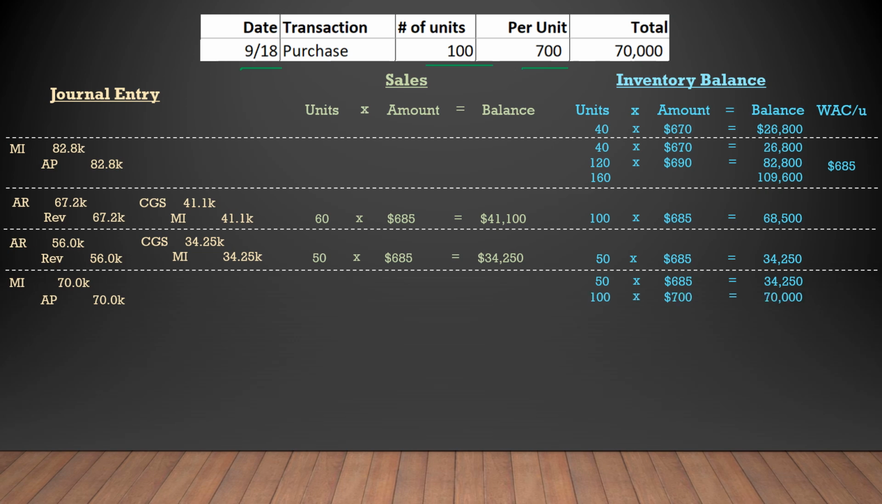and we just acquired $70,000. So our total cost of merchandise after this transaction is $104,250. And our total units available is 150 units. Divide these two together, and we arrive at a weighted average cost of $695.